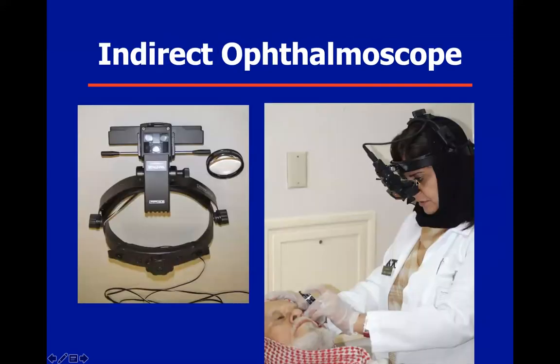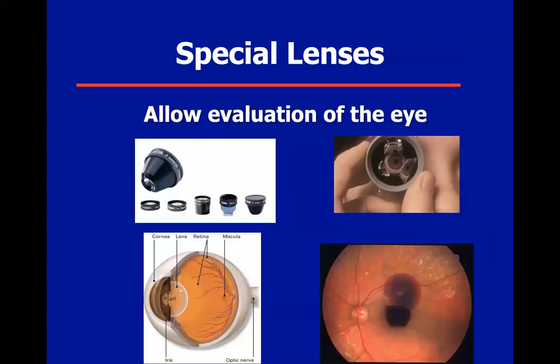We use what we call the indirect ophthalmoscope, and this is really very important. We put it on, mounted on our head. It just gives us a much better view, if you will. This is me examining one of my retinal patients. We also have special lenses. You don't have to worry about them, but we do use special lenses for all the evaluations.